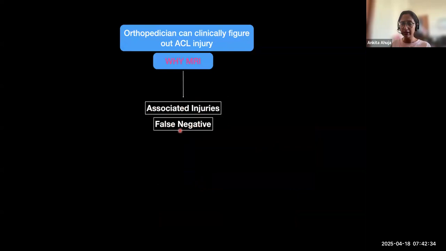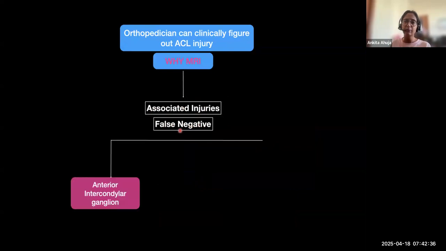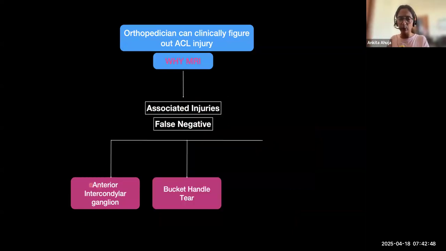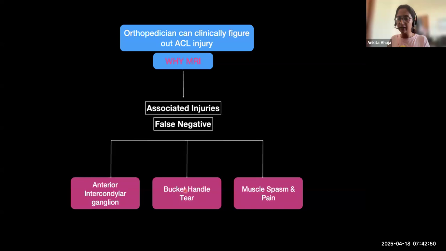and to find out false negatives, that sometimes he knows that there has to be an injury because of the history of the patient, but when he tries to do this movement it doesn't go that forward. Why? Because the ligament has fallen and buckled down, or there is a bucket handle tear, or there is so much muscle spasm and pain and he is not able to test, right?